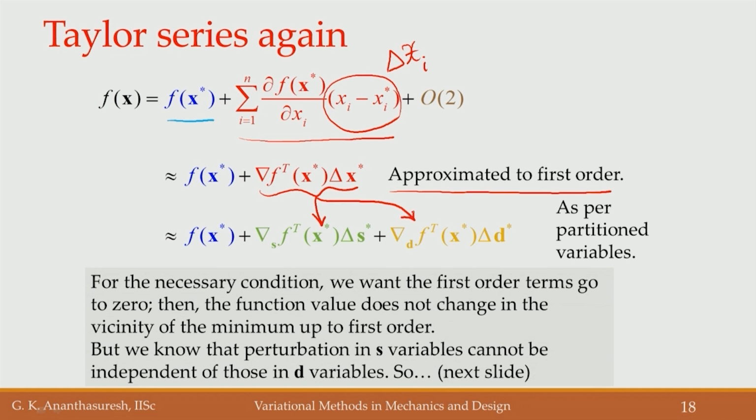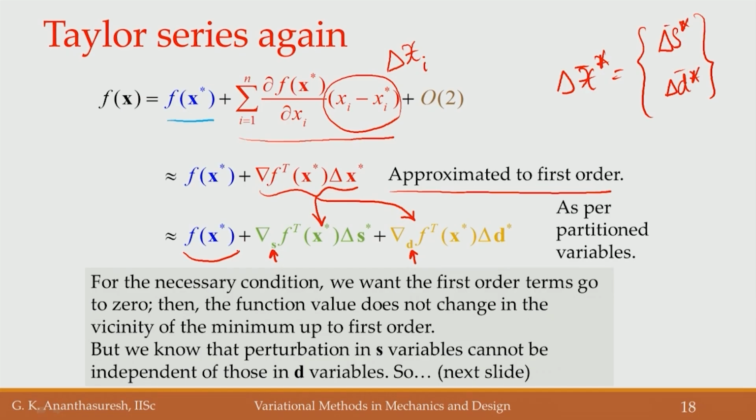How did it split? Because this delta x star that we had, we are partitioning into delta s star and then delta d star. Okay. All these are vectors, so I should put a bar there really. Okay. So, this derivative is the gradient with respect to s, and this is with respect to d, right. This is how we are doing the first order thing. Now, we say this first order thing should be equal to 0 for f of x star to be a local minimum, that is what we say.